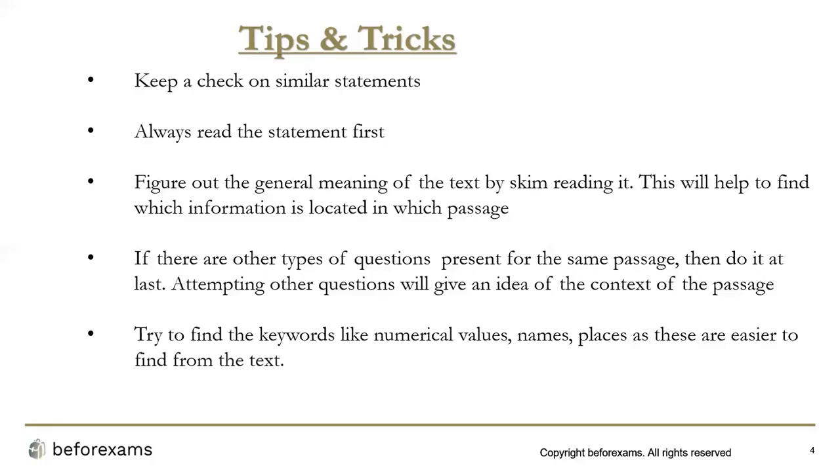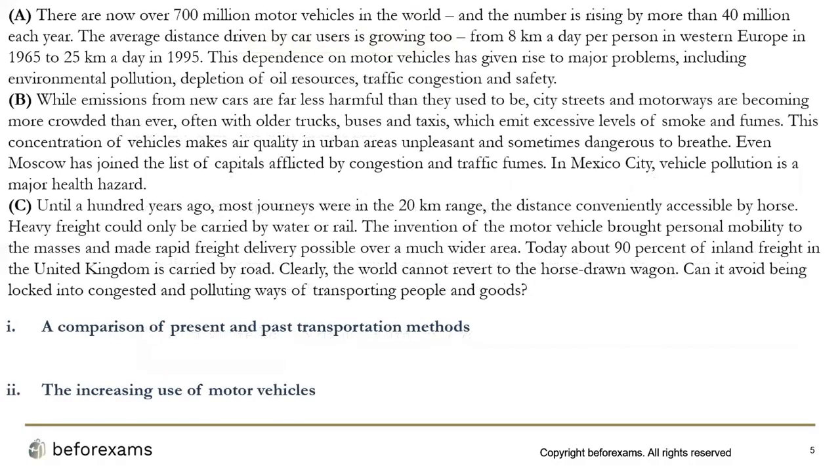Also try to find keywords like numerical values, names, and places, as these are easier to find in the text. So whenever you look for keywords, look for these things first, because they are very easy to find. If you find numerical values, it will be very easy while you are skimming and scanning. This can really help you to find the information around that keyword, and it can help you find the answer. Now let's look at an example here.